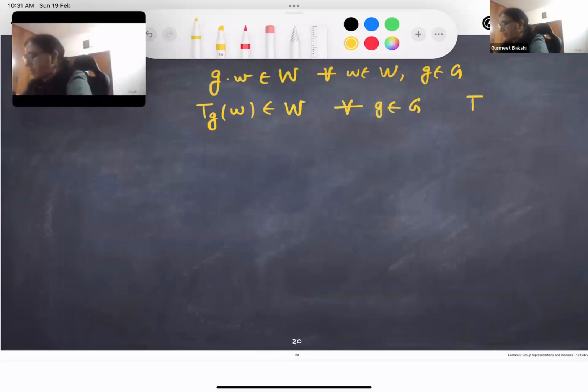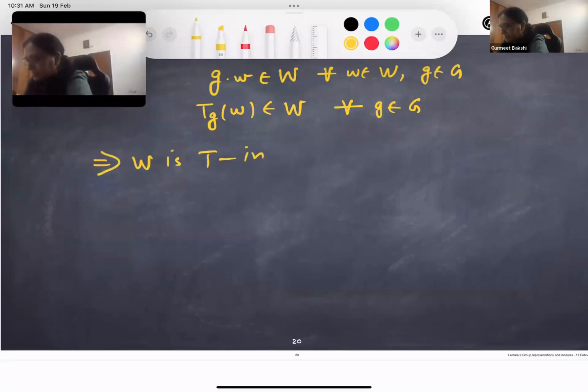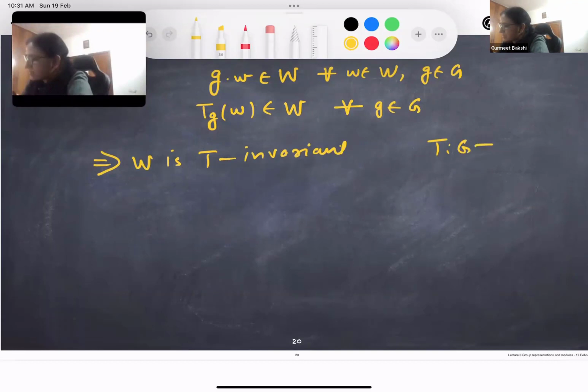This is the corresponding representation. I started with the representation, right? So T_g of W is contained in W, and this is true for all g in G. So what does this mean? W is T-invariant. So this is what I defined yesterday. What is a T-invariant?